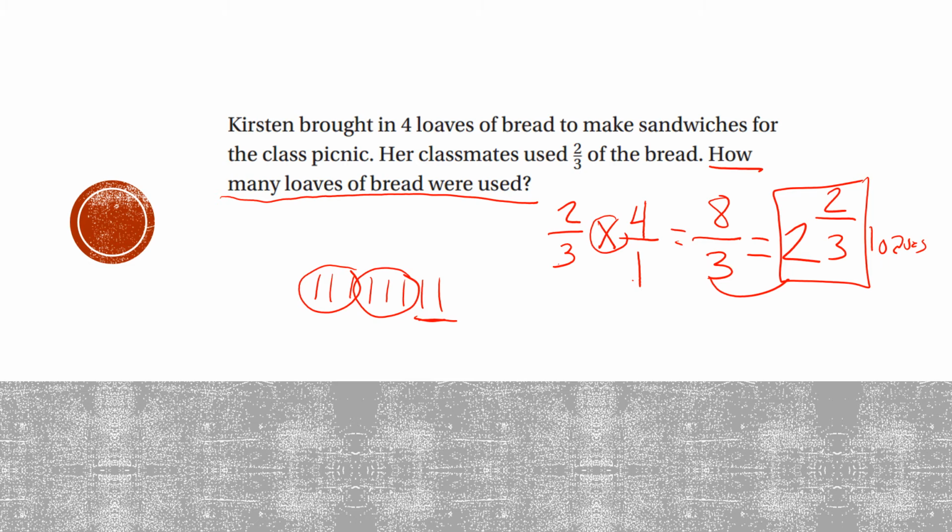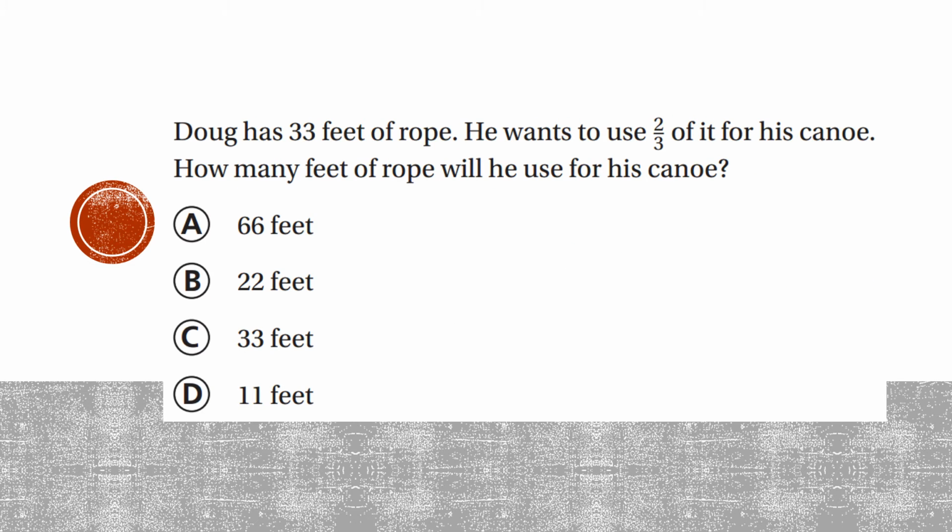All right. Okay, Doug has 33 feet of rope. He wants to use 2/3 of it for his canoe. So how many feet of rope will he use for his canoe? He will use 2/3 of 33 feet. So I add a 1 and multiply.